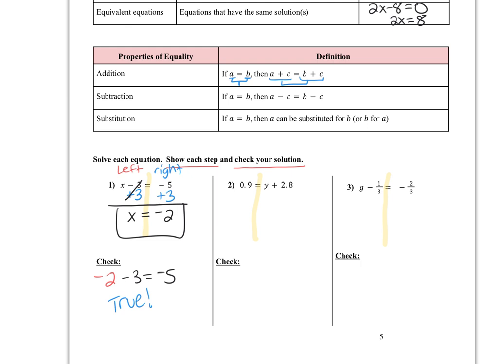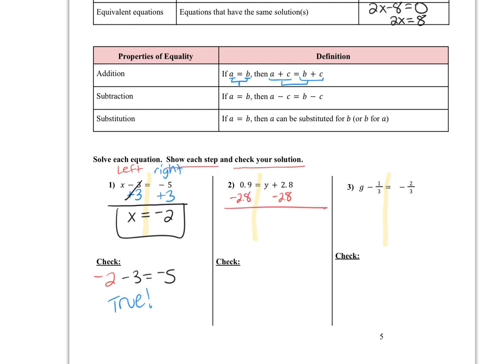Sometimes you may get a false statement. That is your red flag to go back and check to see what happened. There's a mistake somewhere. This check points it out to you that it exists. It doesn't help you find it, but it tells you it exists, and you need to go back and look it over. Next one, we have our y plus 2.8, so we're going to subtract 2.8.